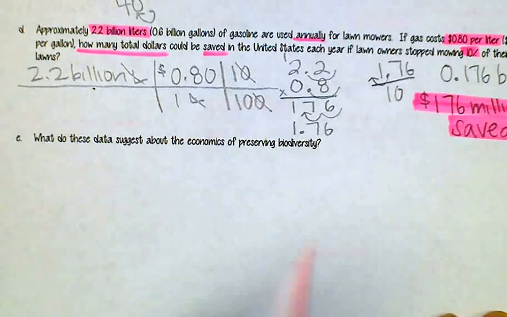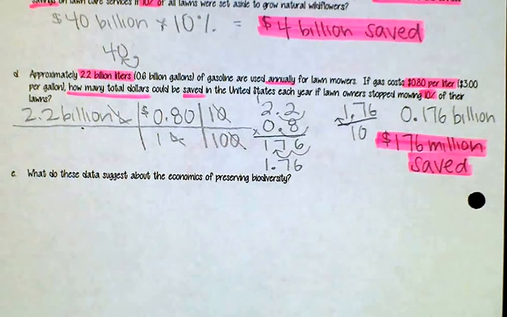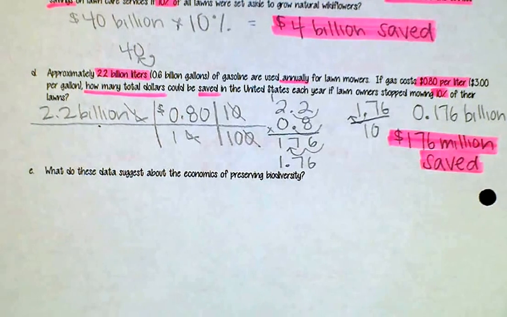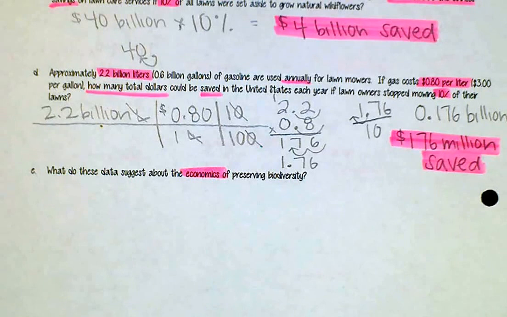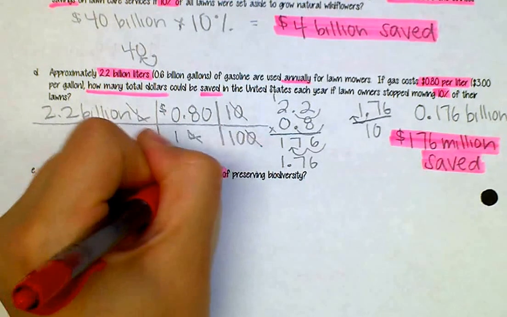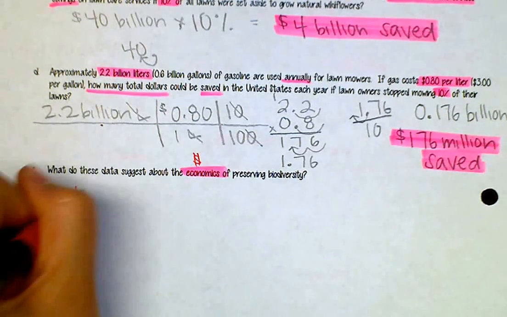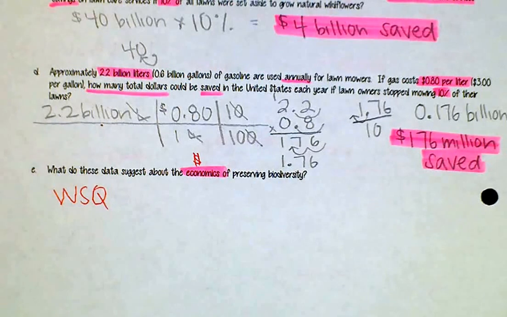Alright, and the last question is pretty conceptual. What do these data suggest about the economics of preserving biodiversity? Remember, economics is all about the money. This question is your last question on your WSQ form. Do not forget to ask a question.